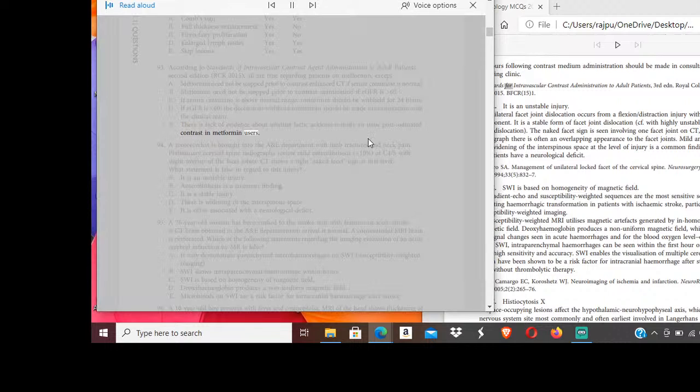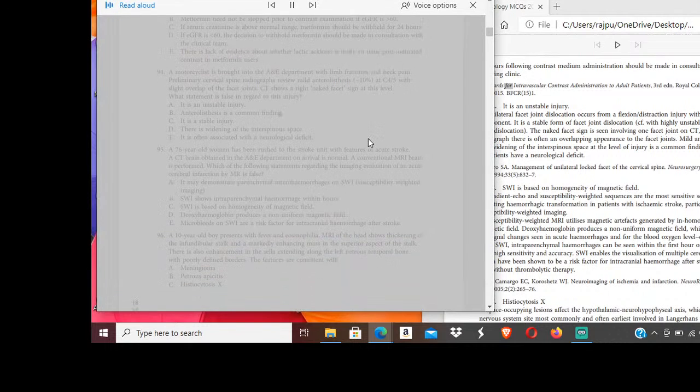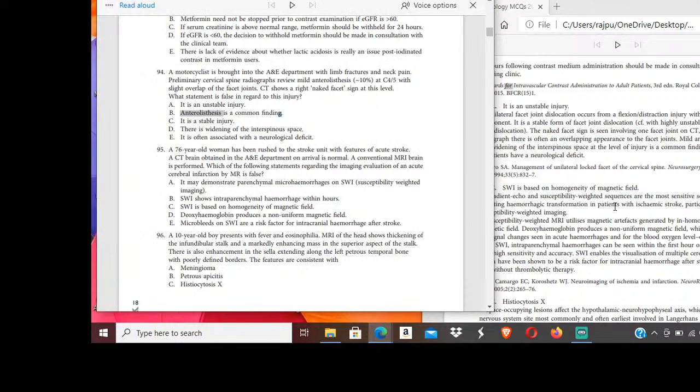Users. 94. A motorcyclist is brought into the A&E department with limb fractures and neck pain. Preliminary cervical spine radiographs reveal mild anterolisthesis, 10%, at C4/5 with slight overlap of the facet joints. CT shows a right naked facet sign at this level. What statement is false in regard to this injury? A. It is an unstable injury. B.